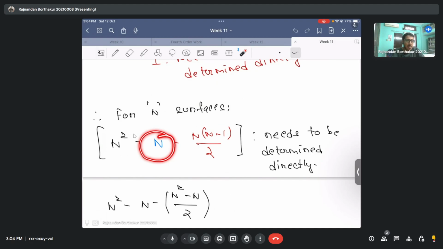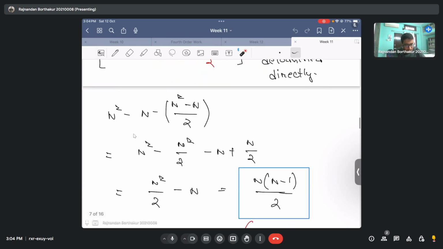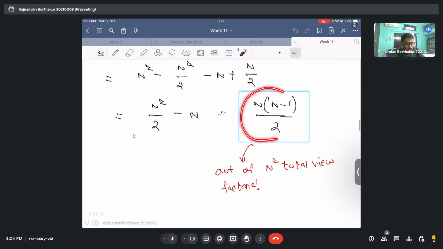Out of which n would be determined from the summation rule and n into n minus 1 would be determined from the reciprocity relation, meaning that if you subtract this n and n minus 1 from the total view factors, this many view factors need to be known directly, or a priori. Now, we saw by a couple of examples in the last class that sometimes the symmetry of the problem assists us in this regard. Okay.